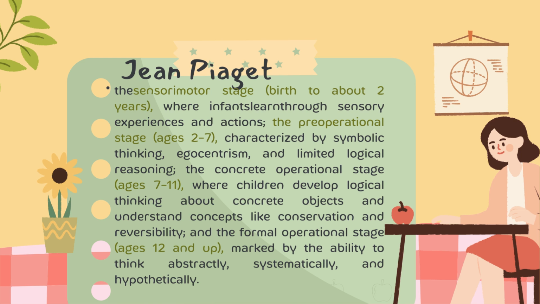The last one, we have formal operational stage, ages 12 and up, marked by the ability to think abstractly, systematically, and hypothetically. In this stage, teens can now think deeply and abstractly. They can reason, plan, and think about hypothetical or what-if situations.